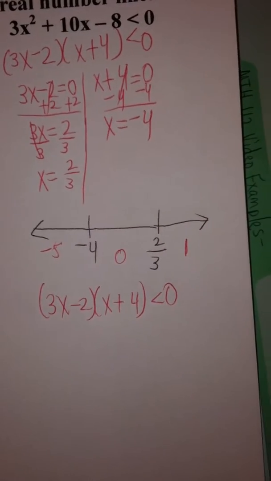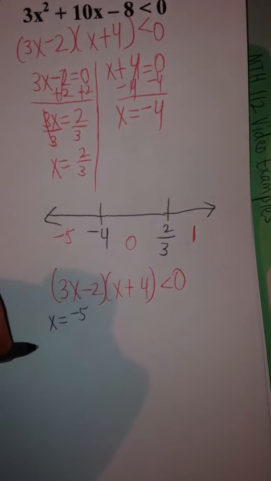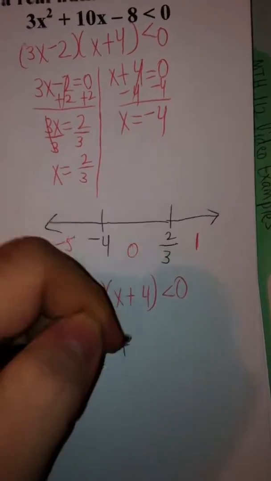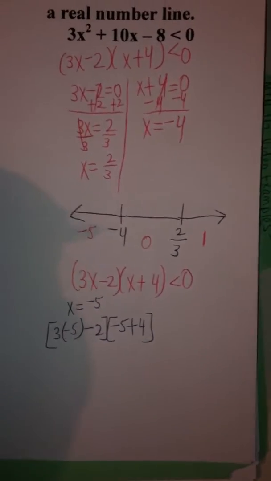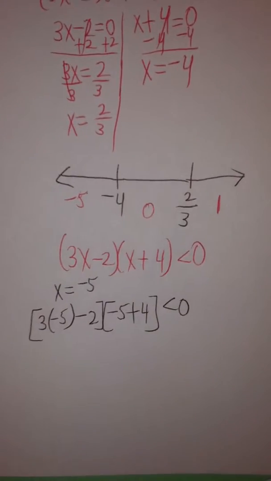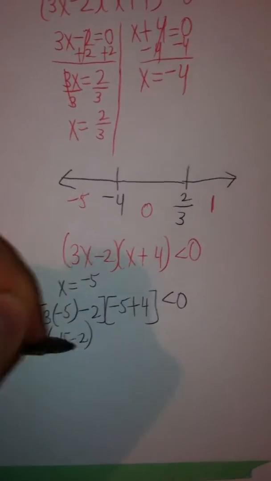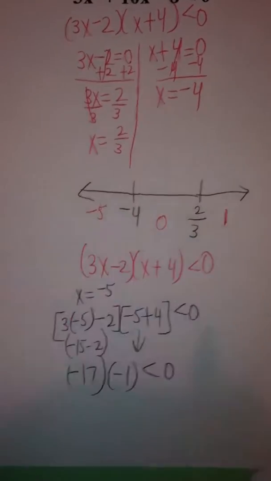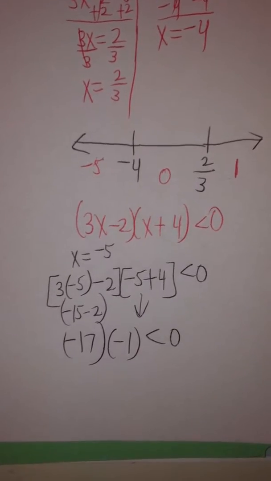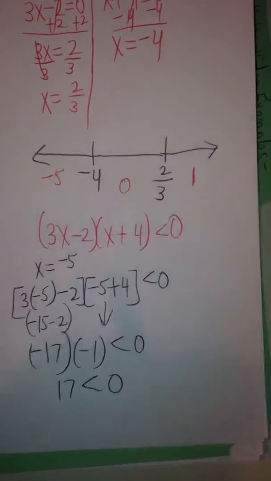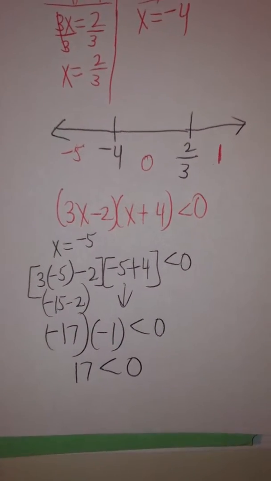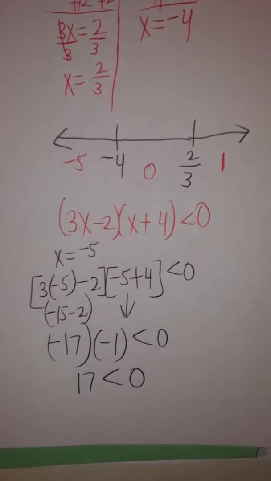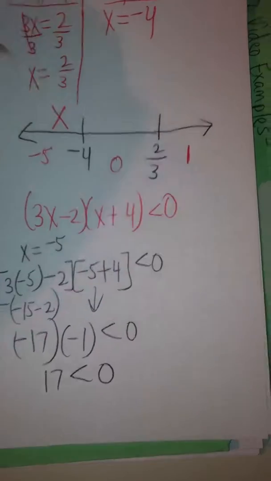First up, let's test -5. So if we plug in -5 in place of each x, we have -15 minus 2, which will give us -17. The second part will give us -1. Now think about it. A negative times a negative will give you a positive 17. Is 17 less than 0? No, of course not. That is a false statement. So we can declare that everything less than -4 will not work.